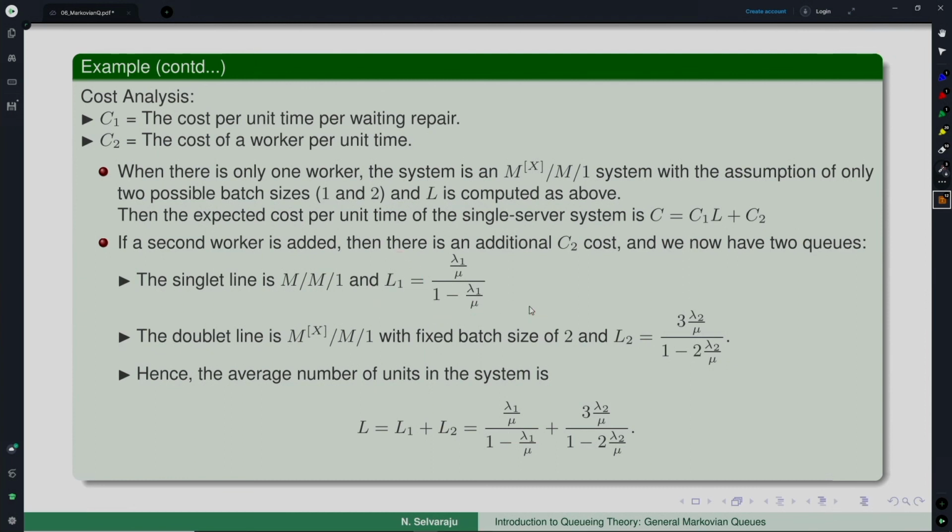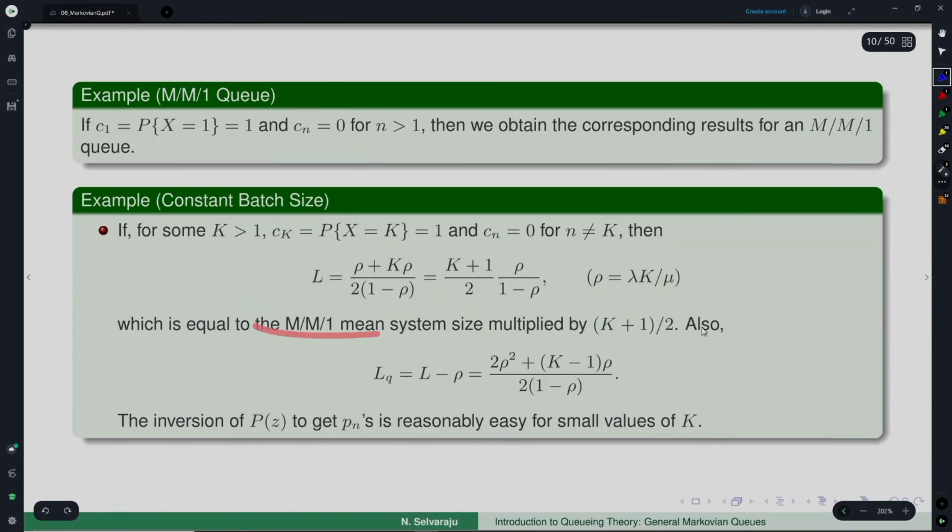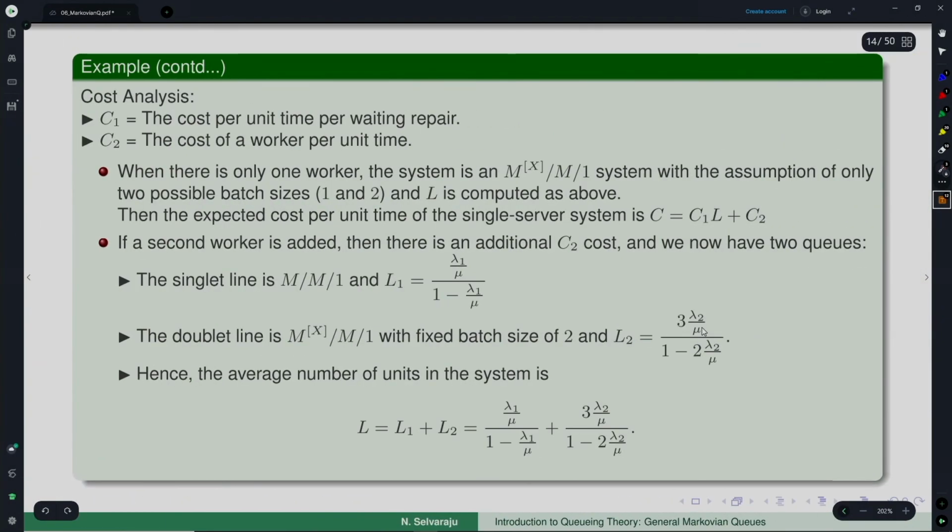Now, the double-defect queue is basically this model, but with a fixed batch size of 2, because exclusively two-defect items are handled by the new worker. So, the batch size is 2. Correspondingly, for this process you adopt the constant batch size model to arrive at this L2. The average number of units in the system is then L, the sum of these two quantities. This is the new L with the second worker added, L1 plus L2.